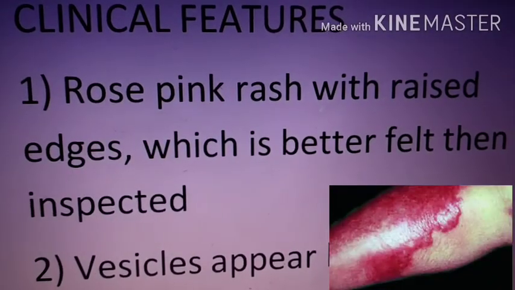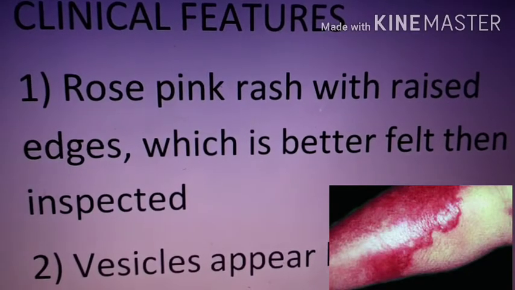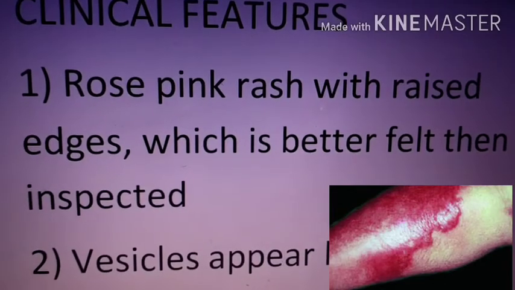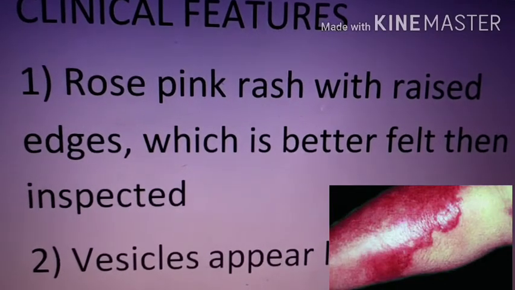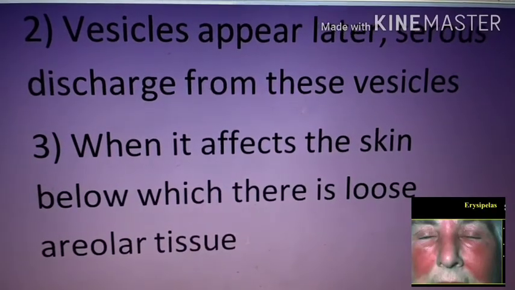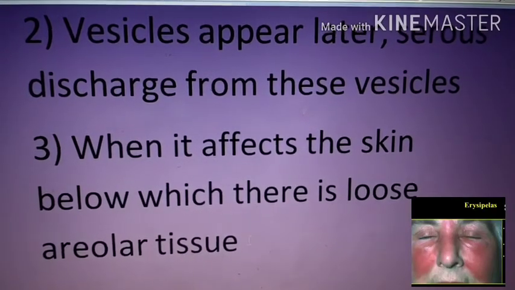Then comes clinical features. In clinical features, we can see rose pink rashes with raised edges, which is better felt than inspected, meaning it can be easily palpated. Then later vesicles develop. Then there is serous discharge from these vesicles.